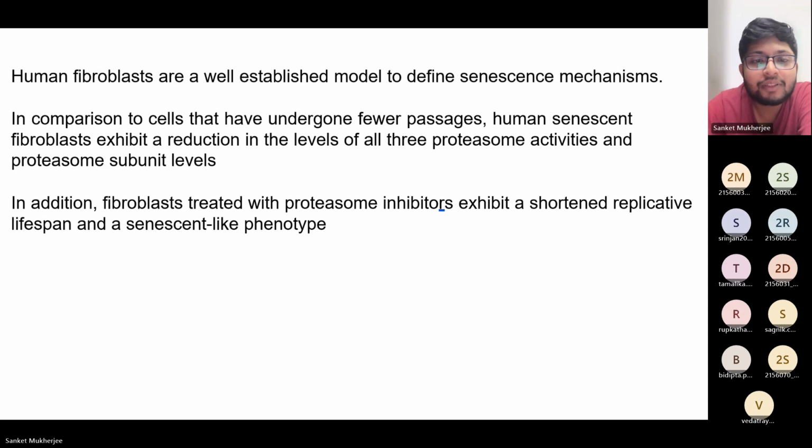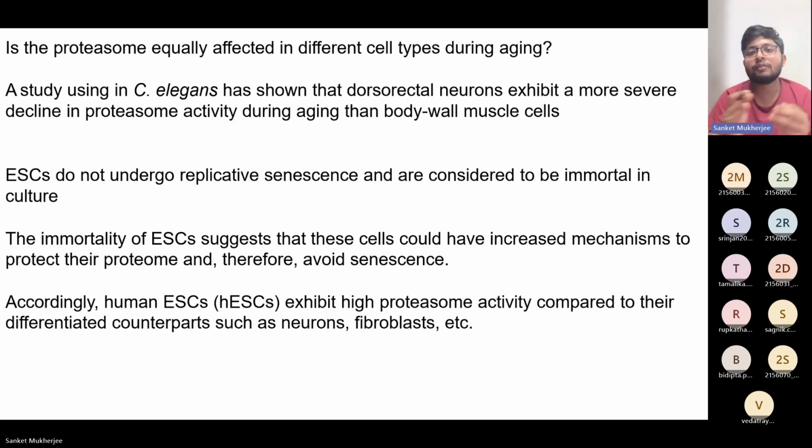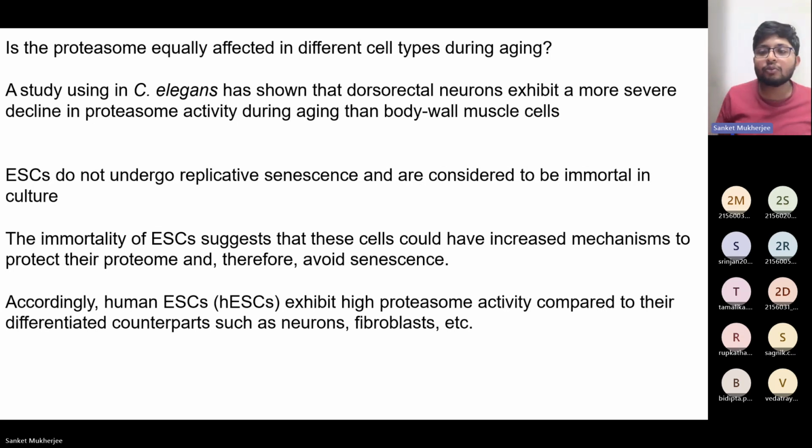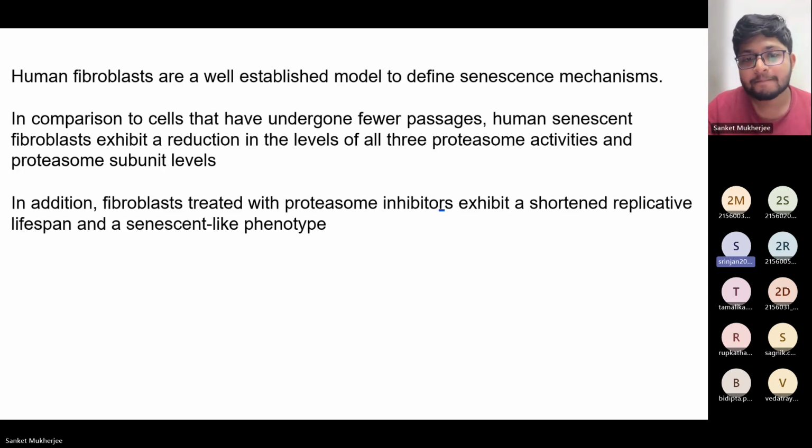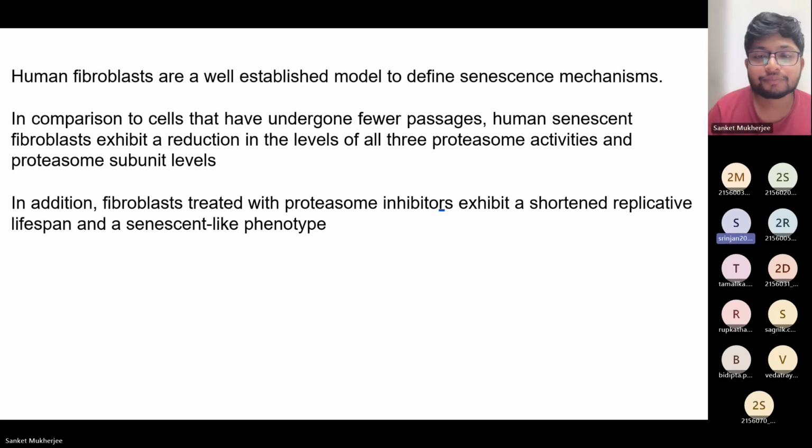Yes, sir. So for cancer also, proteasome inhibitors are used as a method of therapy. So see, all the while we are discussing aging, it's very closely related with cancer. How is it used? How can we use this to kill the cancer cells?